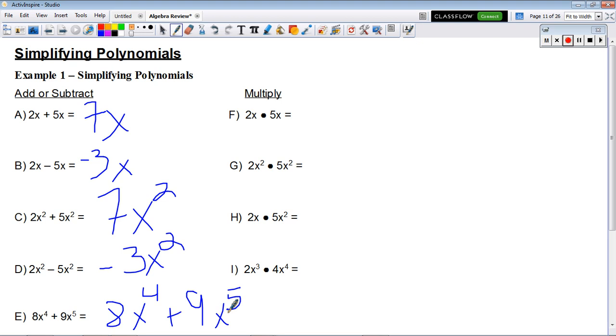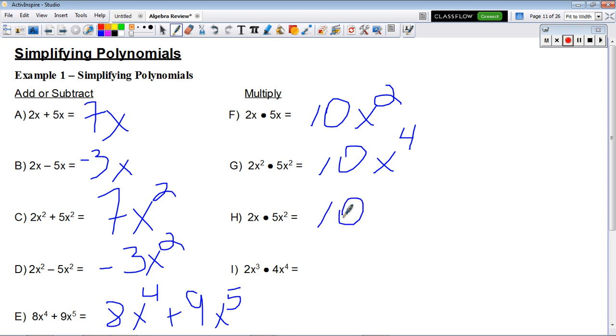With multiplication, which is what we kind of just talked about with some of the different laws, 2x times 5x, 2 times 5 is 10, x times x is x squared. For part G, 2x squared times 5x squared, once again 2 times 5 is 10, x squared times x squared, the shortcut there because I'm multiplying is simply to just add the exponents. For part H, 2x times 5x squared, 2 times 5 is 10, x times x squared, remember that's x to the first, so 1 plus 2 is 3, so this would be x cubed.